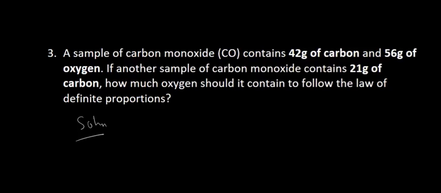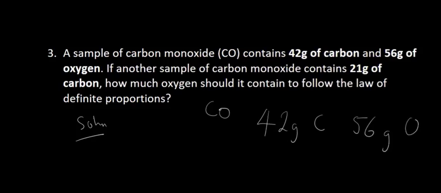A sample of carbon monoxide contains 42 grams of carbon and 56 grams of oxygen. If another sample of carbon monoxide contains 32 grams of carbon, how much oxygen should it contain to follow the law of definite proportion? We have CO, carbon monoxide. It contains 42 grams of carbon and what? 56 grams of what? Oxygen.